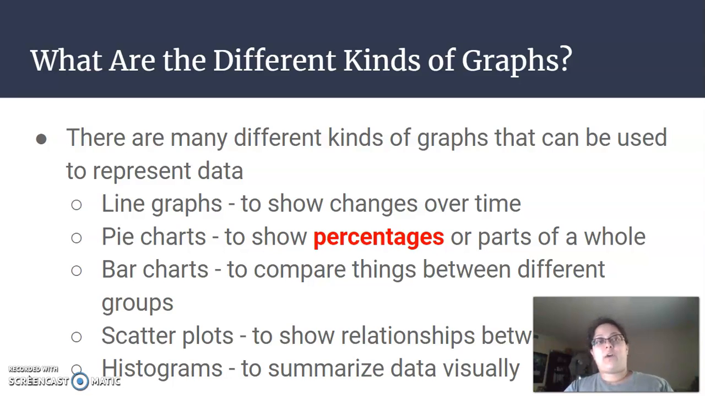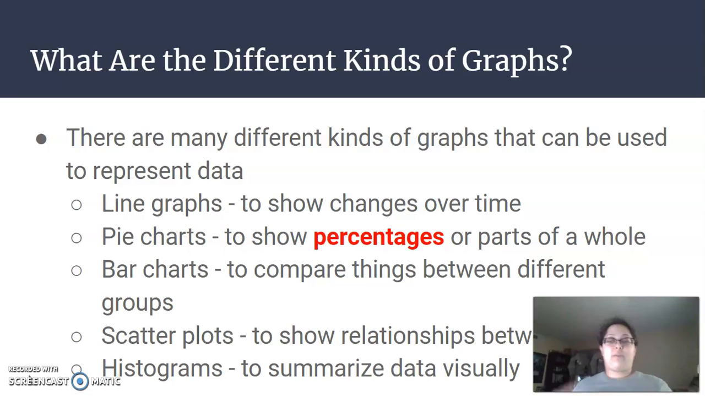There are a few different kinds of graphs that we can use to represent data. I've mentioned some of these before. Line graphs, which are just the line straight through the graph, pie charts, which show parts of a whole, bar charts, which just have bars up and down. These compare things between different groups. Scatter plots show the relationships between data sets. We talked about that last week. And histograms, which are a way to summarize data visually.